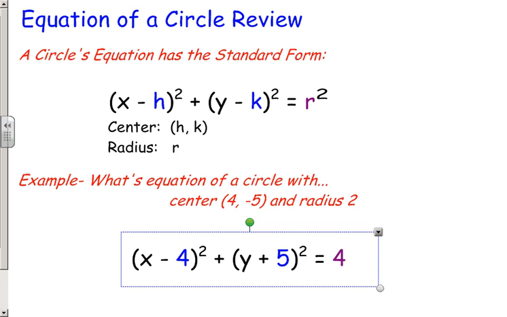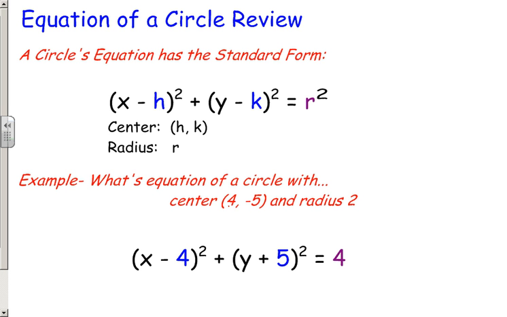And simply, what you do is you take the opposite of the center. If the center is 4, negative 5, I put in x minus 4, y plus 5. And if the radius is 2, I simply square that and plug that in on the right side. It's a very simple equation. Going backwards, I could pull the center and radius out of there in a similar fashion.